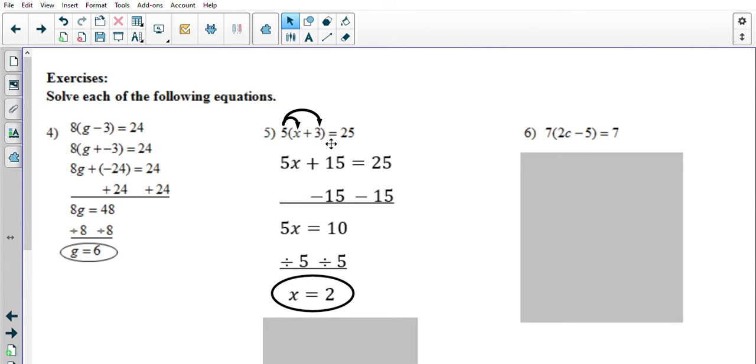You could, of course, plug all of this in. 5 times in parentheses, 2 plus 3, end parentheses, hit equals. It also gets us 25. But remember, you can check these just like we did our 1 and 2 step equations.